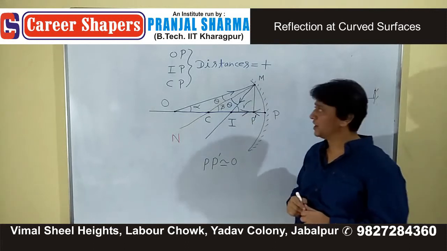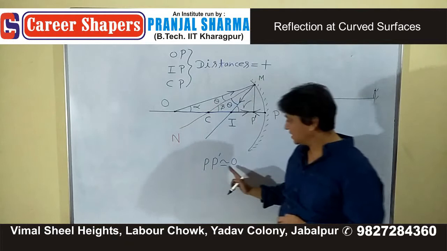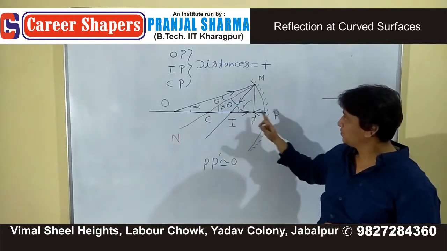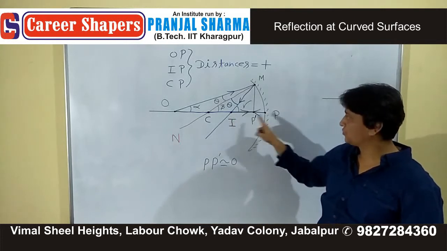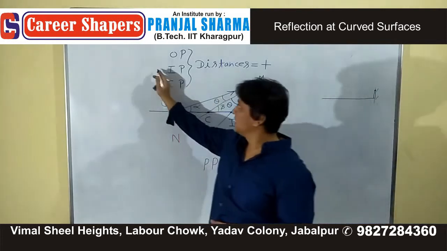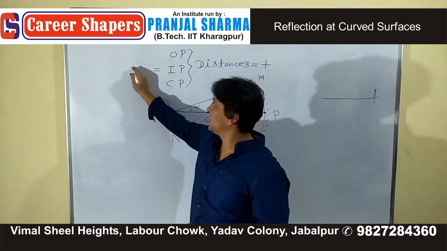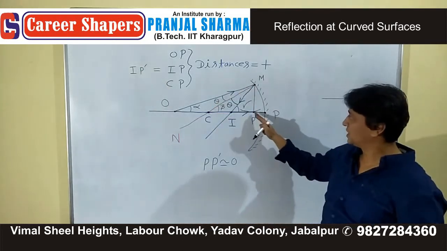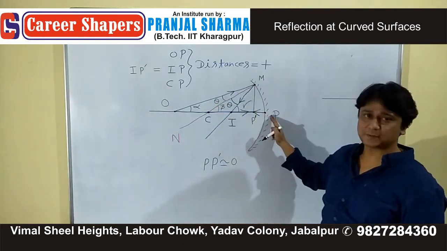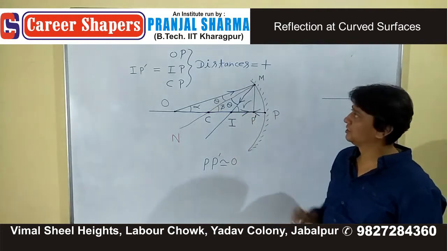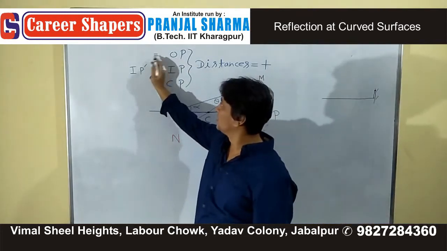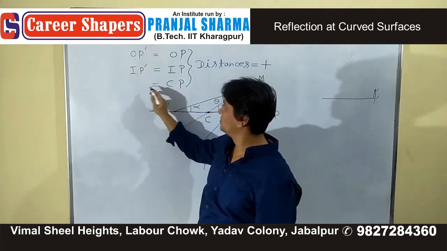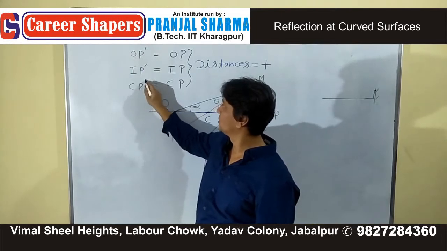But we have got one advantage now. Since PP dash is approximately 0, IP, which is the distance of the image from the pole, you can say is the same as IP dash. This part is negligible. IP is approximately IP dash. Same goes with these things. This becomes OP dash and this becomes CP dash. Like this.